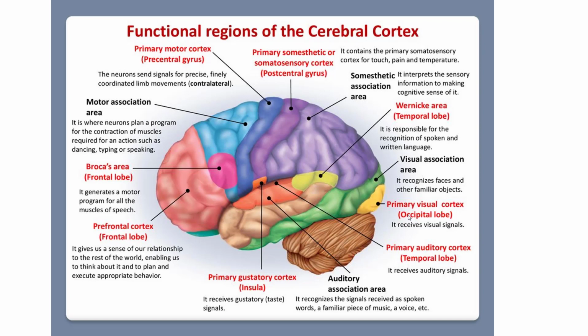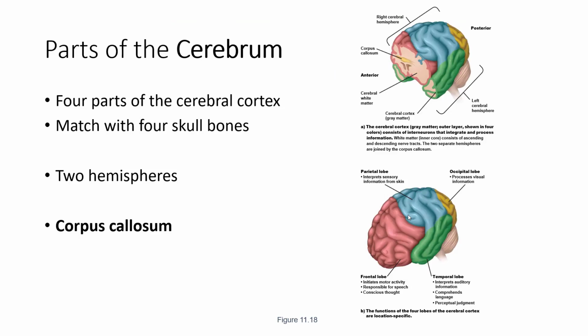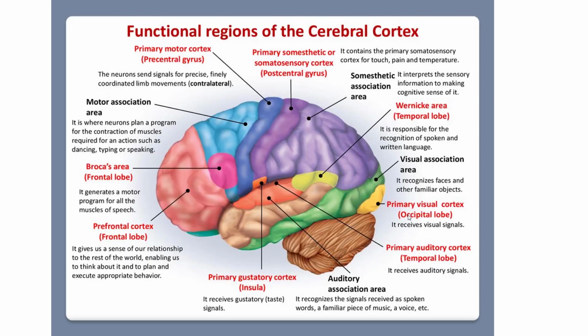The primary motor cortex is where your neurons send signals for precise, finely coordinated limb movements. So you may have noticed the frontal lobe and the parietal lobe right next to each other, those two, the precentral gyrus and the postcentral gyrus, because in the postcentral gyrus, the primary somesthetic or somatosensory cortex is your touch, pain, and temperature.